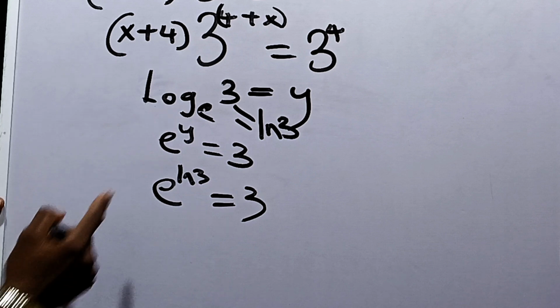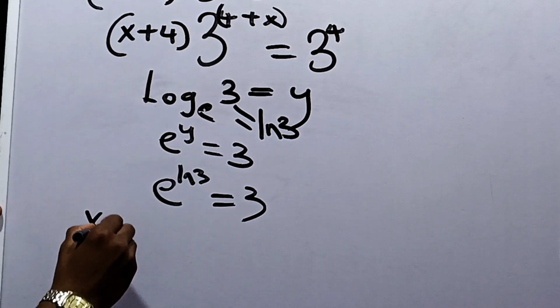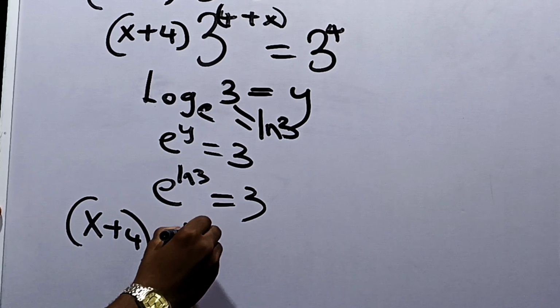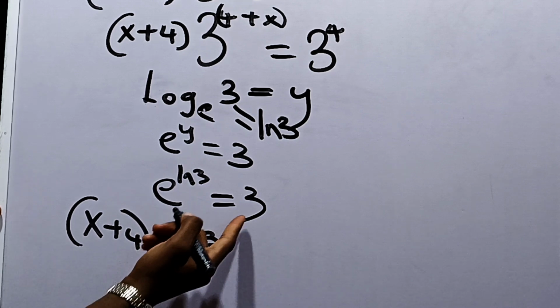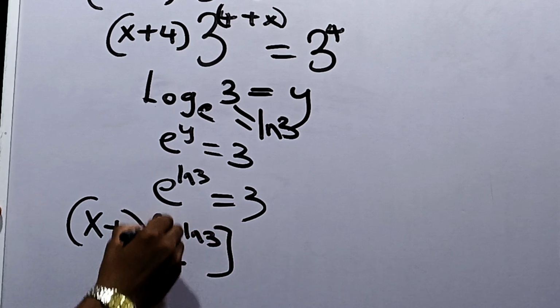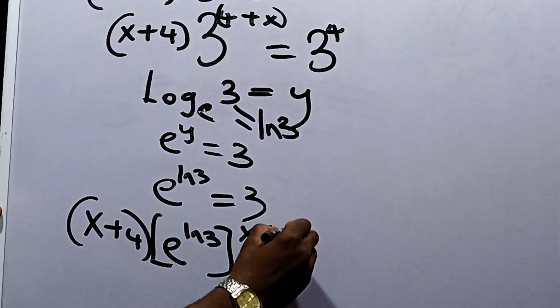Now let's apply this here. So we're going to have what? Instead of writing 3 here, we'll have x + 4 multiplied by what? e raised to power what? ln of 3, okay, which is also equal to 3 from what we've said. Now this is raised to the power of what? This is raised to the power of x + 4, 4 + x is the same thing.